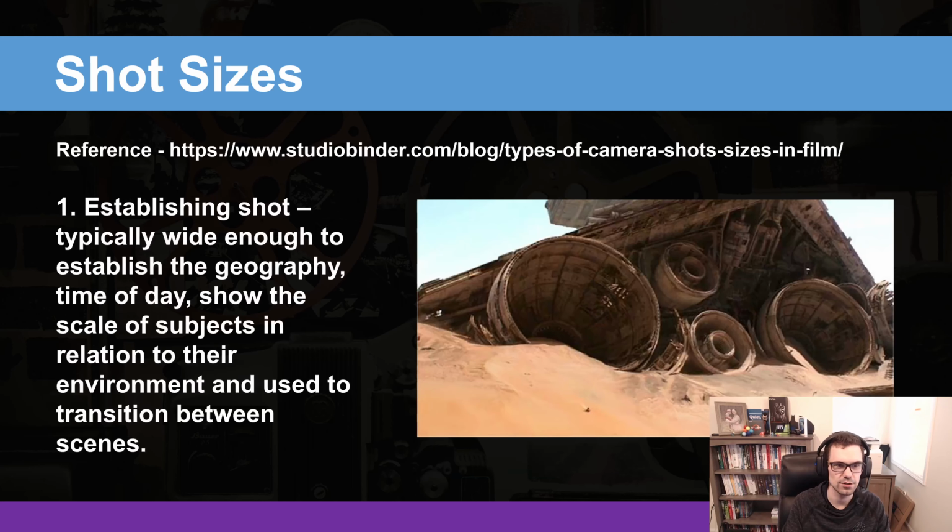So let's get into those different shot sizes. The establishing shot is typically really the start to things. It's typically a wide enough shot to let you know about the geography, the time of day, show the scale of objects in relation to their environment, and is used to transition between scenes. And here is a little someone in the middle of the scene right there is very small and tiny. And you kind of see the scale of the spacecraft as a result. And that's what these shots are about.